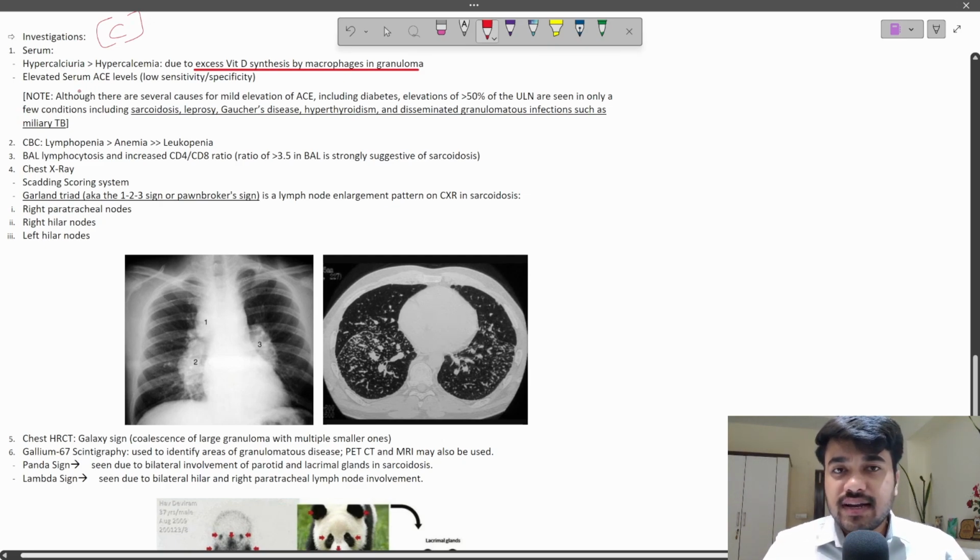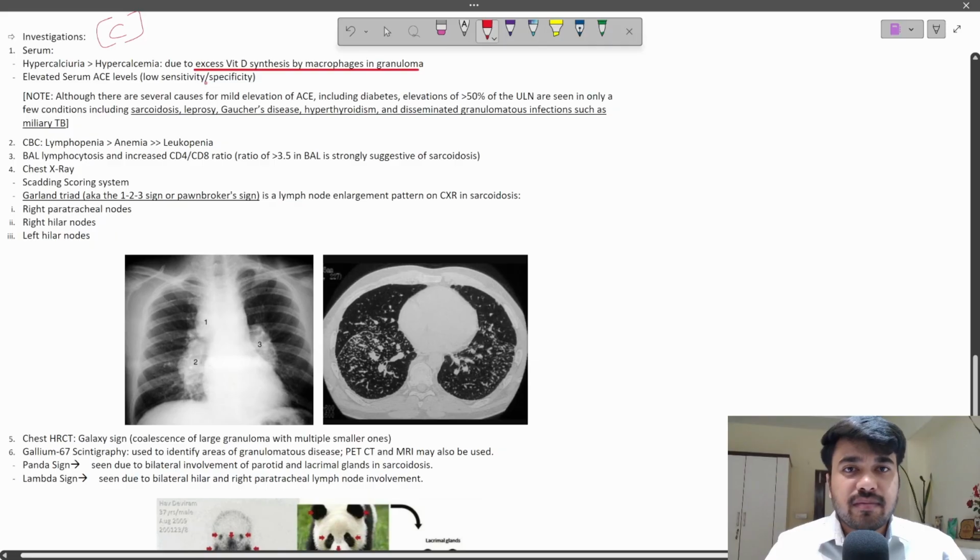And we have also studied that increased calcium is the reason why kidney involvement is seen in sarcoidosis, right? That is in fact the most common cause of sarcoidosis-associated renal disease. Then elevated serum ACE levels may also be seen, although it has low sensitivity and specificity. So these things work as keywords.